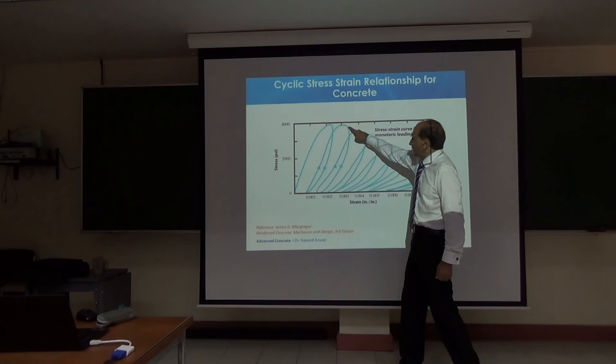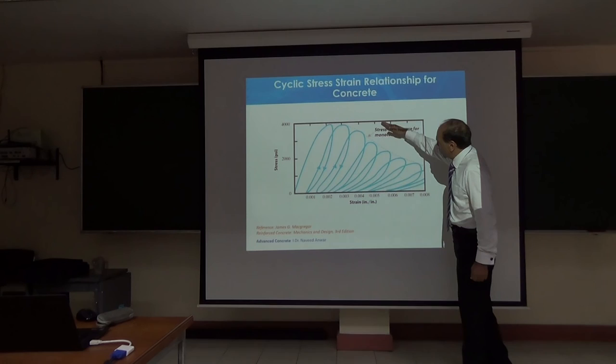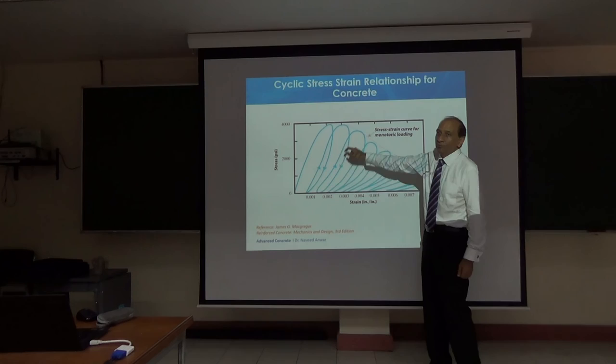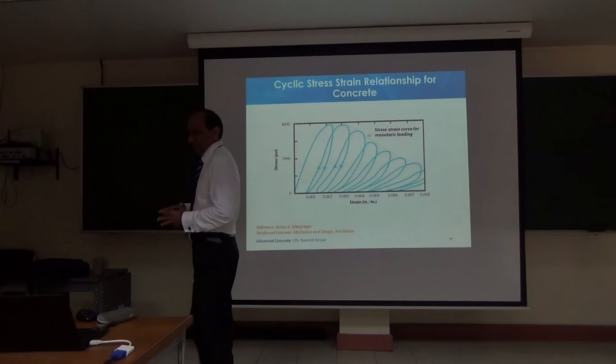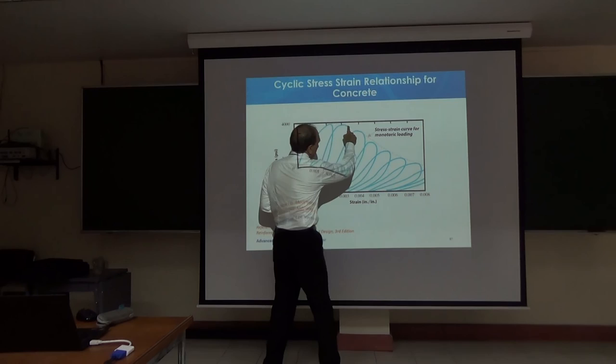So this is the stress strain curve for monotonic loading. It has to be adjusted for cyclic loading. So this, the top of each cycle, if we connect them together, is called the backbone. So we are normally interested in backbone curve. Right? That is the connection of all of the cycles top, and we should be able to estimate that.